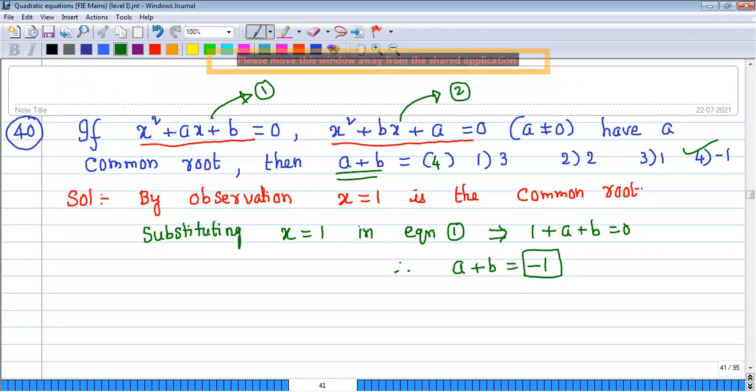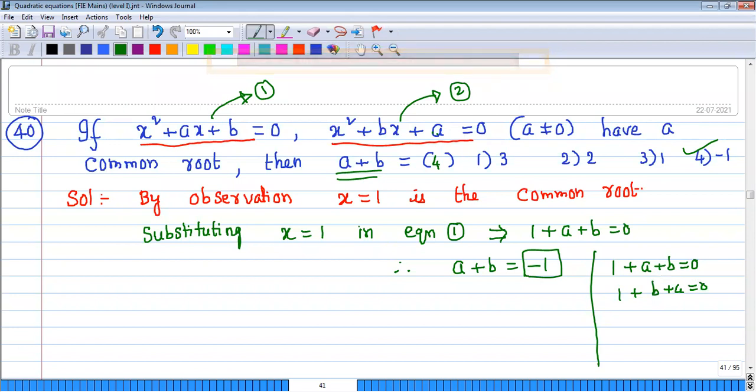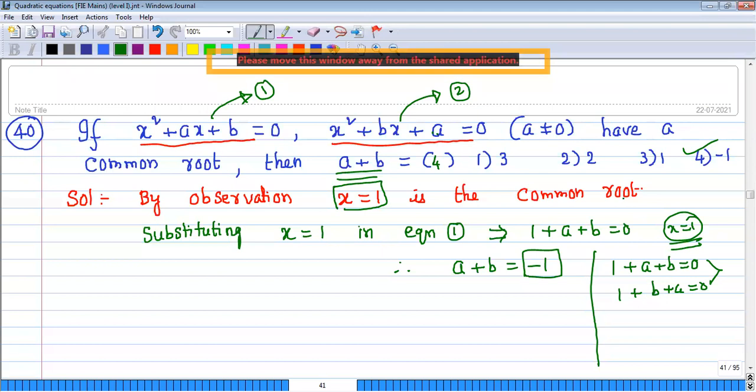See, if you put x is equal to 1 in the first equation, what do you get? 1 plus a plus b equals 0. Even if you put x is equal to 1 in the second equation, you get 1 plus b plus a equals 0. These both are the same. We are getting the same condition for x is equal to 1. Understood now? That's why x is equal to 1 is the common root. Put x is equal to 1 in either the first or second equation, we get the same condition. The condition is 1 plus a plus b is equal to 0. So a plus b is equal to minus 1.